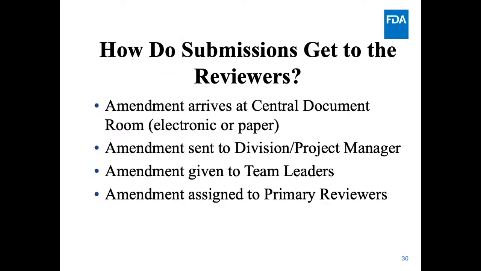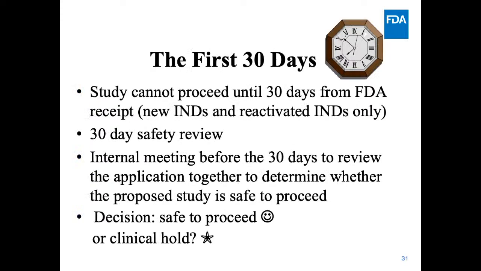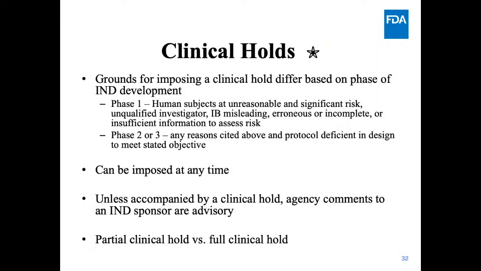So how do submissions get to the reviewers? Amendments arrive at the central document room, are sent to the division project manager, given to team leaders, and assigned to the primary reviewers. In the first 30 days, the study cannot proceed until 30 days from FDA receipt. During this 30-day safety review, there is an internal meeting before day 30 to review the application together and determine whether the proposed study is safe to proceed.